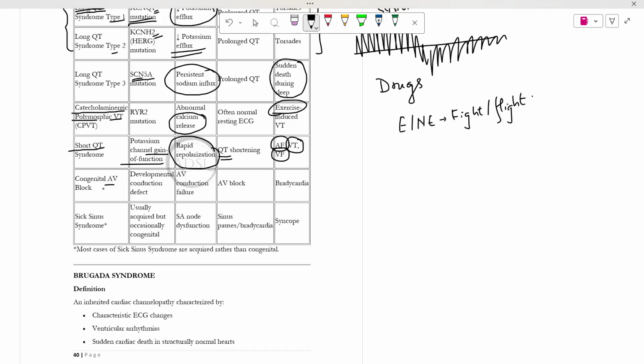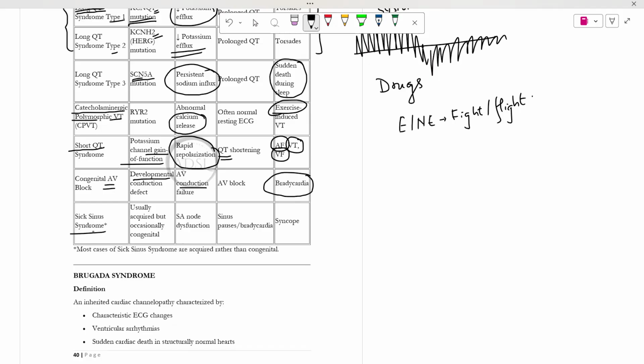Similarly, just as we saw atrioventricular blocks, there can be congenital atrioventricular blocks. Why? Because of developmental failure or conduction failure. All right. Now, AV blocks, as we know, are usually bradycardia. Remember, we did tachyarrhythmias, we did bradyarrhythmias. So AV block was bradycardia.